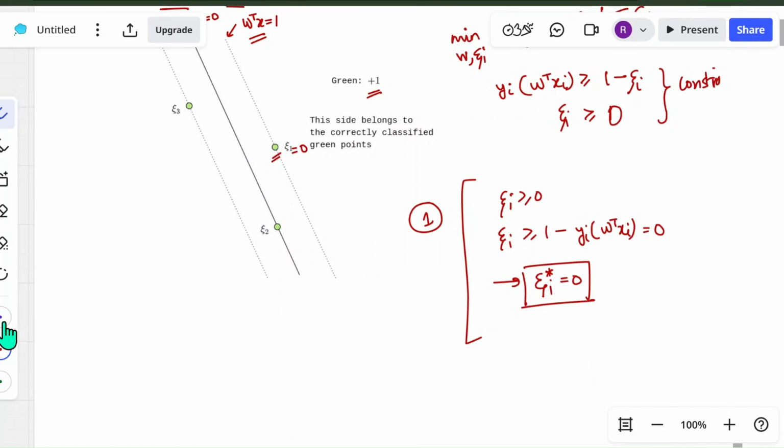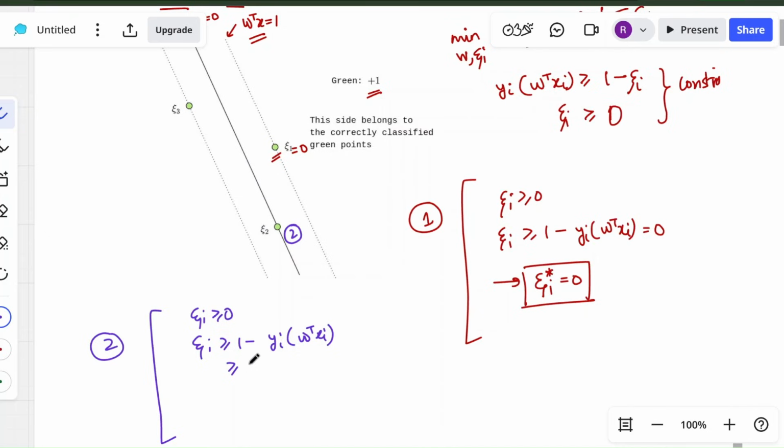Now let us do it for the second data point. Again zeta i has to be bigger than or equal to 0, and zeta i has to be bigger than or equal to 1 minus yi times W transpose xi. Here W transpose xi is equal to 0, right? So this is bigger than or equal to 1 minus 0, which is 1. Again, the minimum is what? Zeta i star will be chosen to be equal to 1. So here the answer is equal to 1.